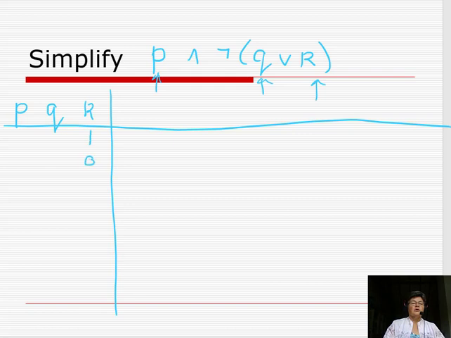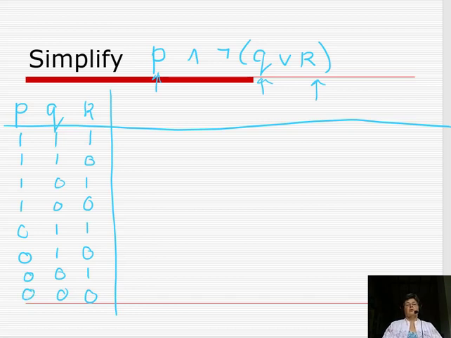So R is 1 0 1 0 1 0 1 0, then Q is 1 1 0 0 1 1 0 0, and then P is 1 1 1 1 0 0 0 0. Okay, let's hope on your exam that we don't give you a 4th proposition, because then it really gets a long table. So now we have 8 possible combinations.